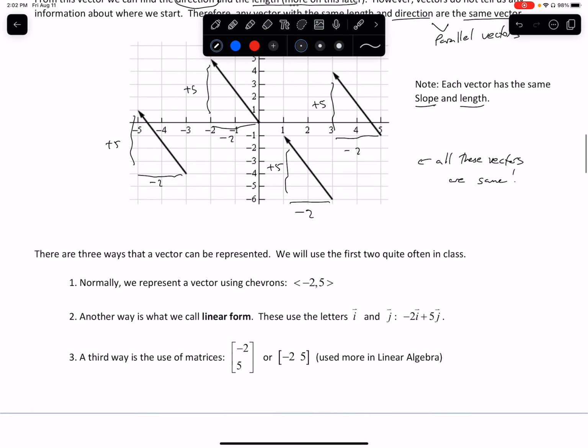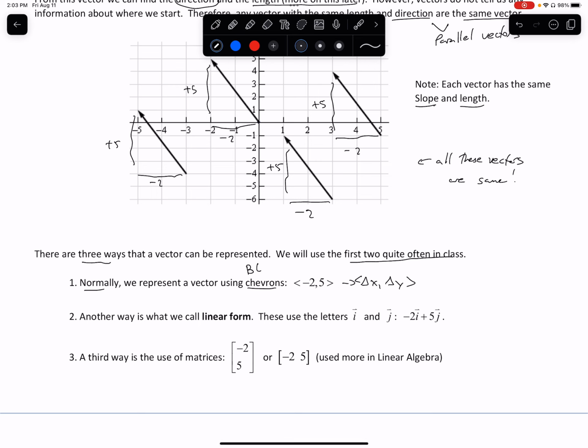So let's talk about how we can represent vectors. There are 3 ways we can represent a vector. We will use the first 2 quite often in class. The first one is what we talked about last year in BC. Normally, we like to use chevrons. This is what we use in Calculus BC or your Cal 1, Cal 2 course in college. This is just saying this is our change in x and our change in y, followed by chevrons.